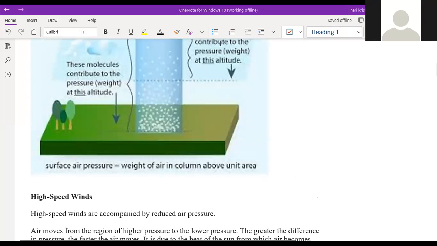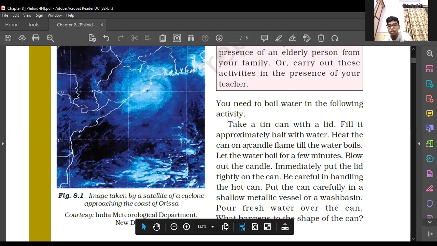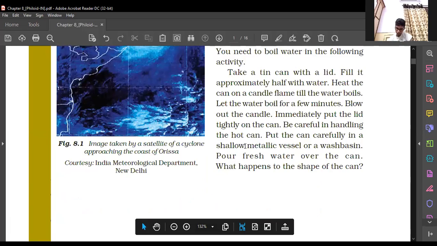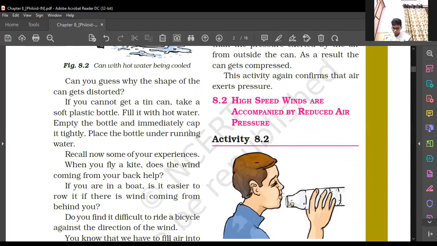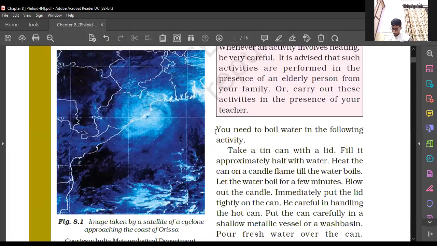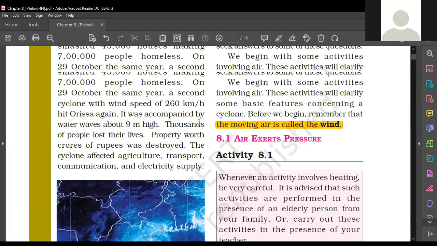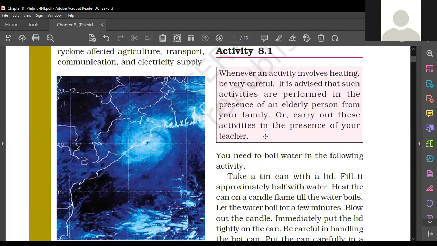So we'll move back to the textbook part. Then we'll come back again to this. Okay. So air exerts pressure, which we already discussed till now.